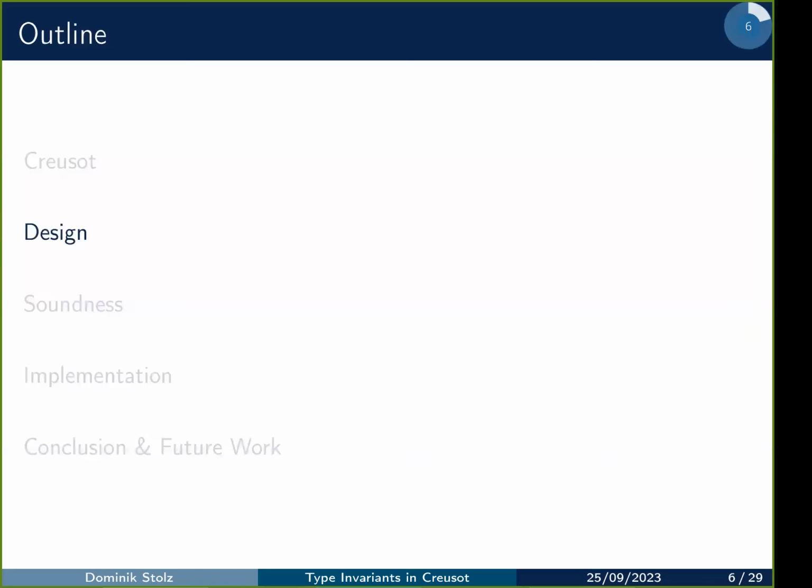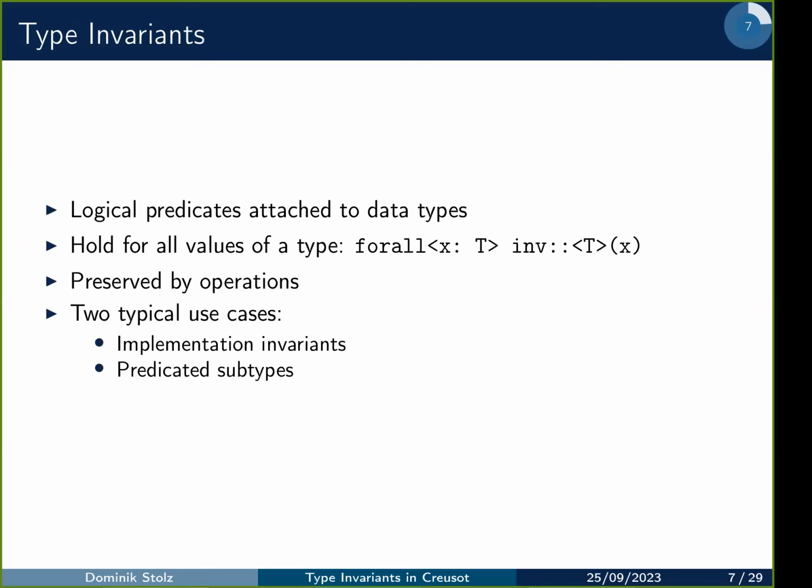Okay. Now that we have gotten a glimpse of Creusot, I will talk about type invariants, starting with the design. So type invariants are logical predicates attached to data types and which hold for all values of that type. Just by knowing that X has type T, we can get additional hypotheses based on the type invariant of the type. And the way we ensure that this is actually enforced is by having all operations on the data type preserve this invariant.